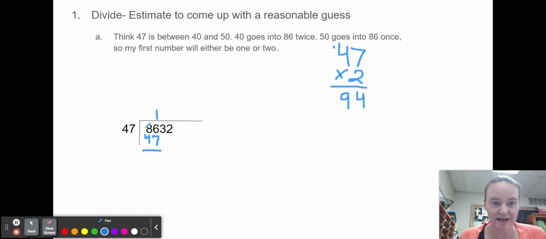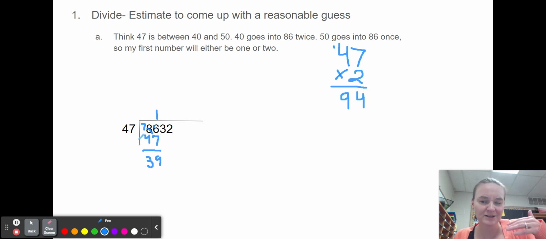So I'm going to subtract. Well, 6 is smaller than 7, so I have to borrow. 16 minus 7 is 9, and 7 minus 4 is 3. I get a remainder of 39. Oh my goodness, that's such a big remainder. Is that okay? Yes, because 39 is still smaller than my divisor of 47.